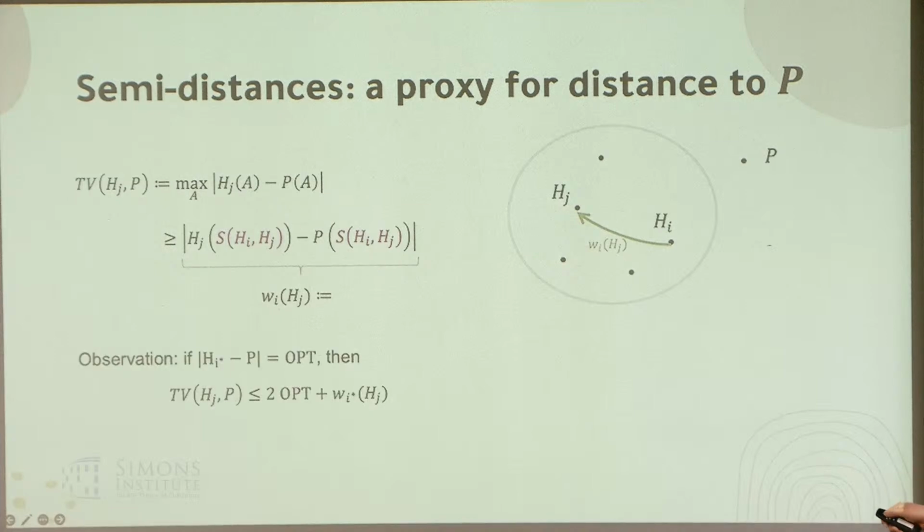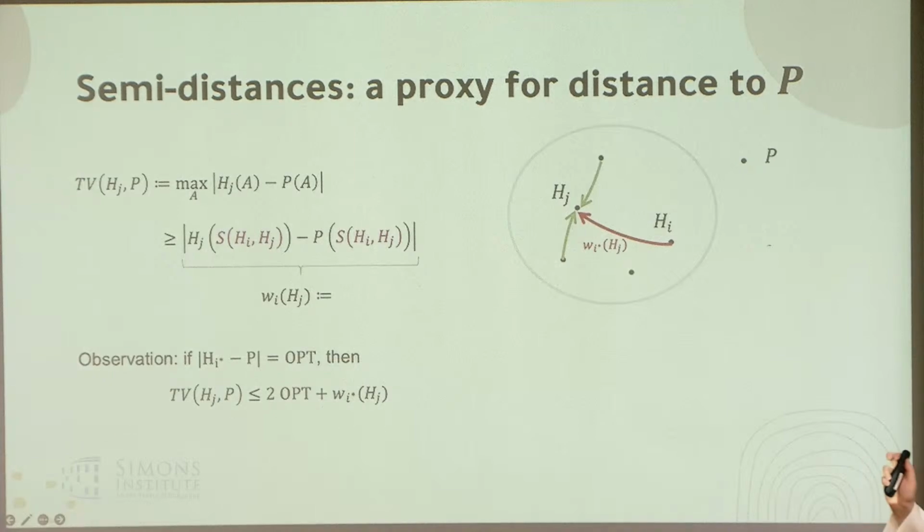Generally, this semi-distance is actually just a lower bound for the quantity that I want. It could be underestimating by a lot, but there is one particular edge that Hj has, and that's essentially determining the quality of this hypothesis. This is the edge that comes from the best hypothesis. So if this is the closest hypothesis to P, the weight of this edge is essentially the quality of this hypothesis.